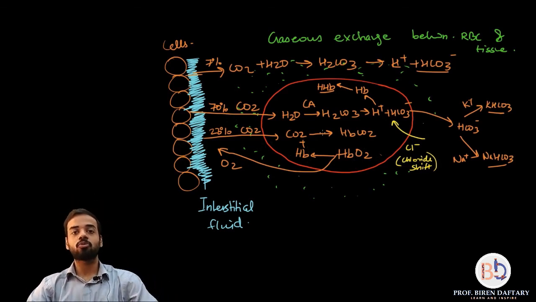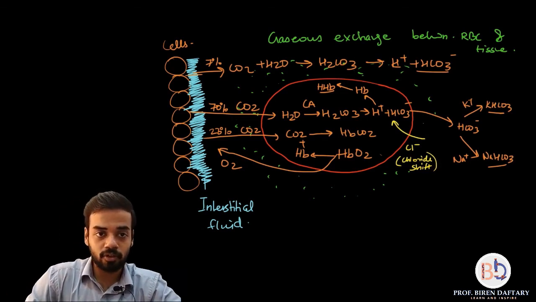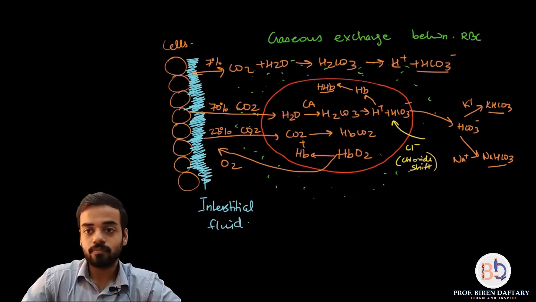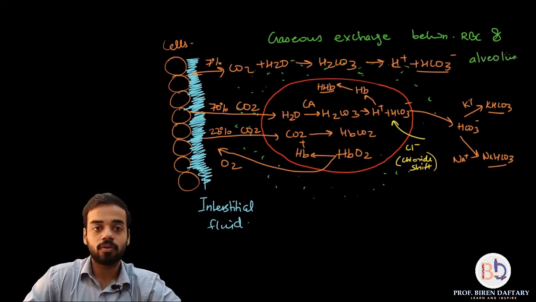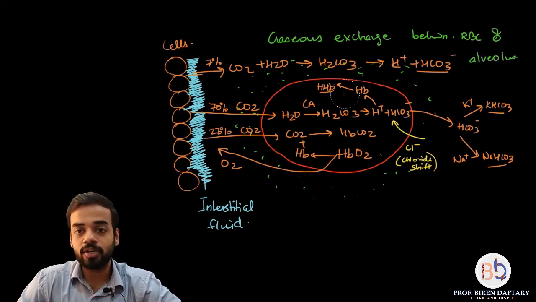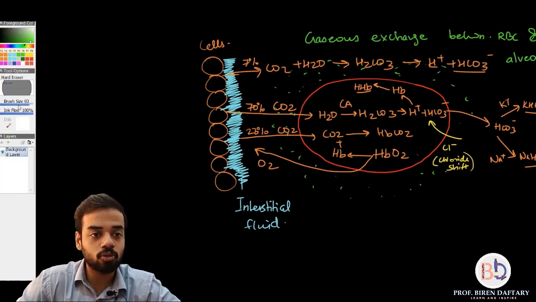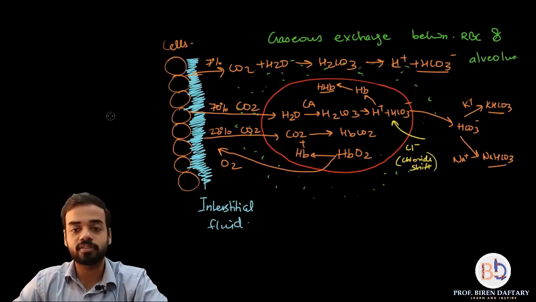Now we want to draw the diagram for gaseous exchange between RBC and alveoli. So now we have to make changes. So, alveolus. Now what do we do? Very simple. We don't rub off everything, we just need to reverse most of the things. So first of all, coming to oxygen.